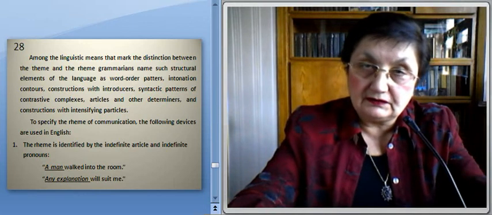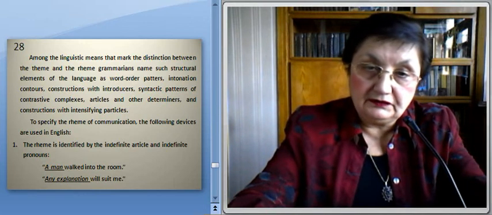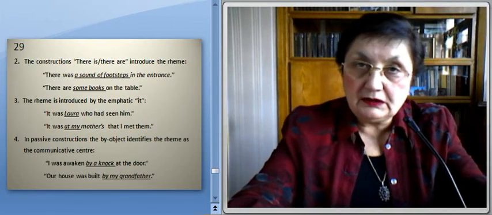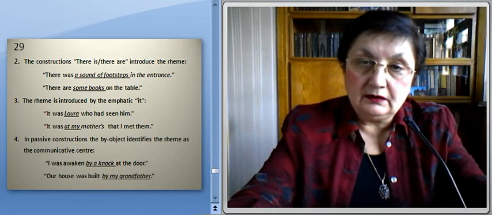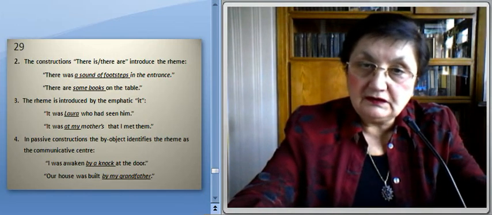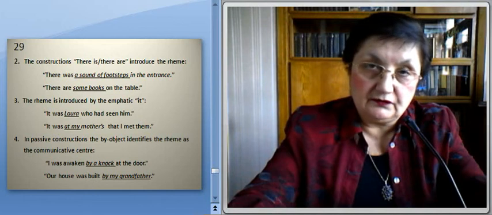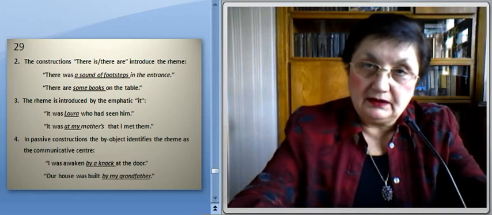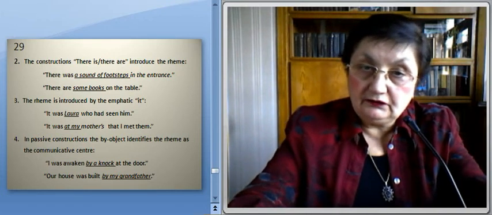The rhyme is introduced by the emphatic it. It was Laura who had seen him. It was at my mother's that I met them. In passive constructions, the by object identifies the rhyme as the communicative center. For example, I was awakened by a knock at the door. Our house was built by my grandfather.